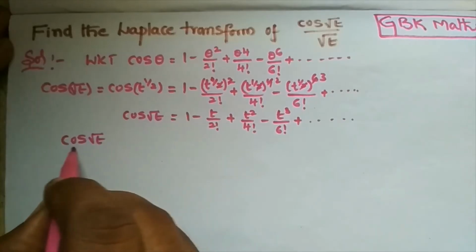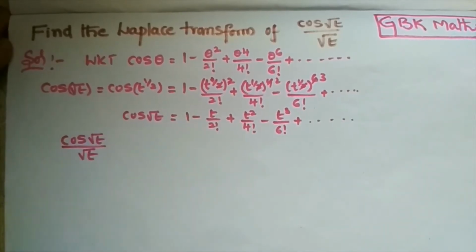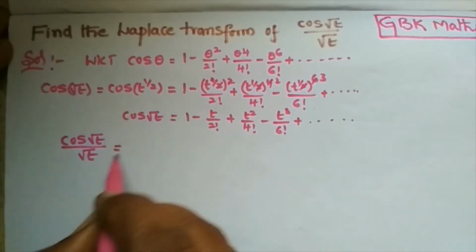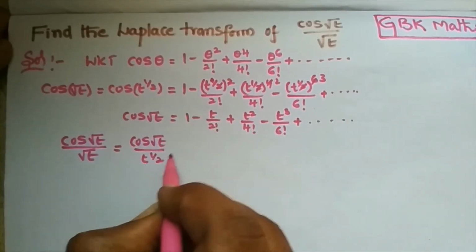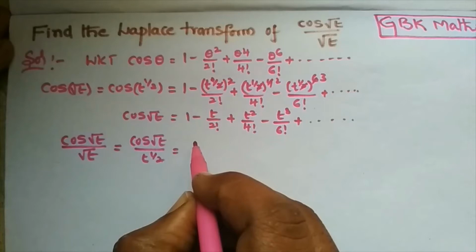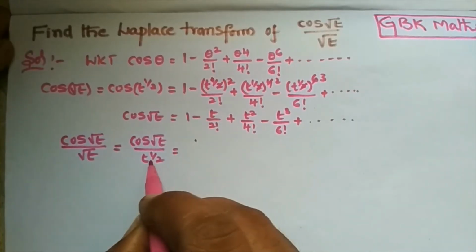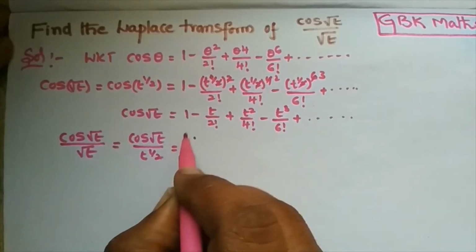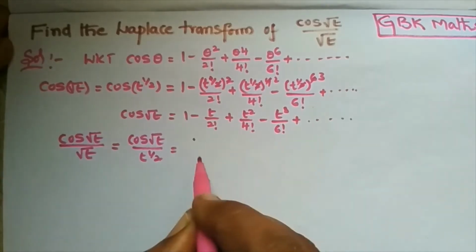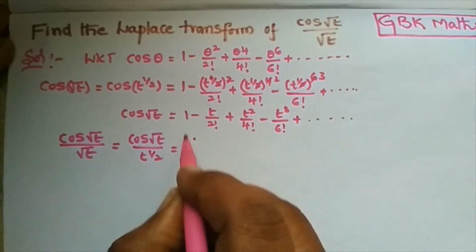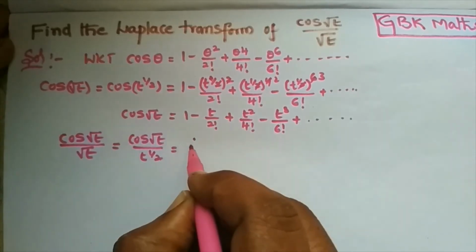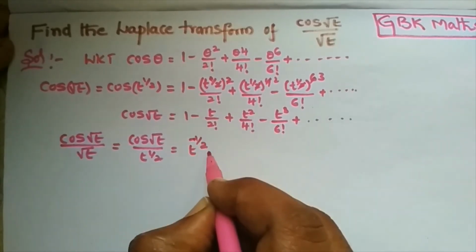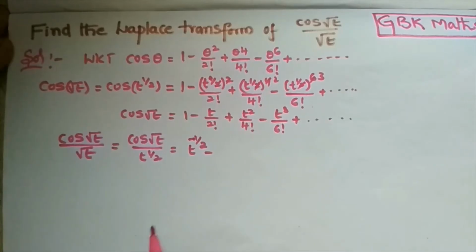Now I am going to take cos root t by root t, which means cos root t by t whole to the power of 1 by 2. So this 1 by t whole to the power of 1 by 2 is dividing all these t terms. So the numerator goes to t power minus 1 by 2. The simplified terms I am writing here.